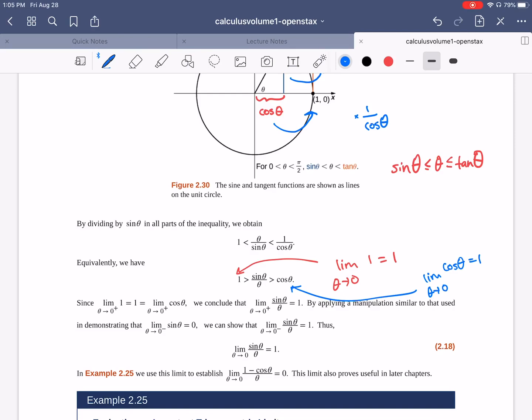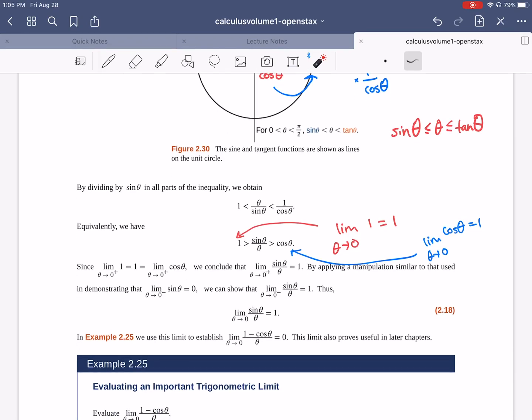So because sine theta over theta is stuck in between those, and they're both approaching 1 at that point, we can conclude that the limit as theta approaches 0 of sine theta over theta must also be 1. And that will be useful to us in later chapters, along with this limit, that the limit as theta approaches 0 of 1 minus cosine theta over theta is 0.